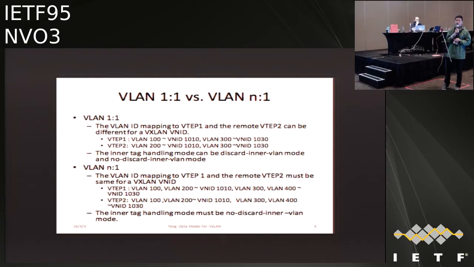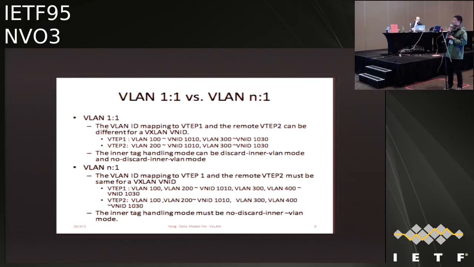So what is the difference of VLAN 1.1 and VLAN N.1? For VLAN 1.1, the VN ID mapping to VTEP 1 and the remote VTEP 2 can be different for the non-VN ID. We have the example in the previous slides. But for VLAN N.1, the VN ID mapping to VTEP 1 and the remote VTEP 2 must be the same for the non-VN ID.